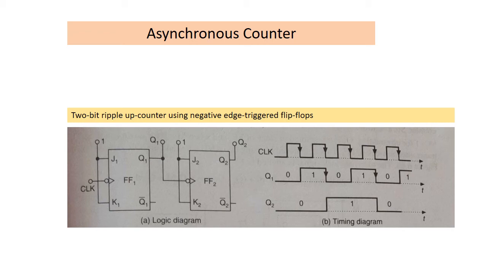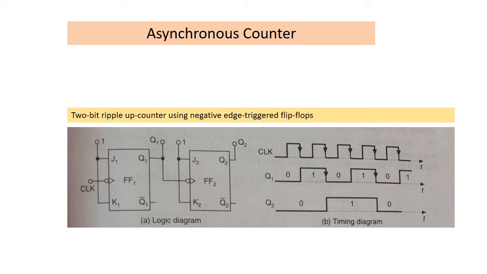At the negative going edge of the third clock pulse, FF1 toggles. So, Q1 changes from 0 to 1. This becomes a positive going signal to FF2 and hence FF2 is not affected. Therefore, Q2 equal to 1 and Q1 equal to 1. That is, 11 is the state of the counter after the third clock pulse.